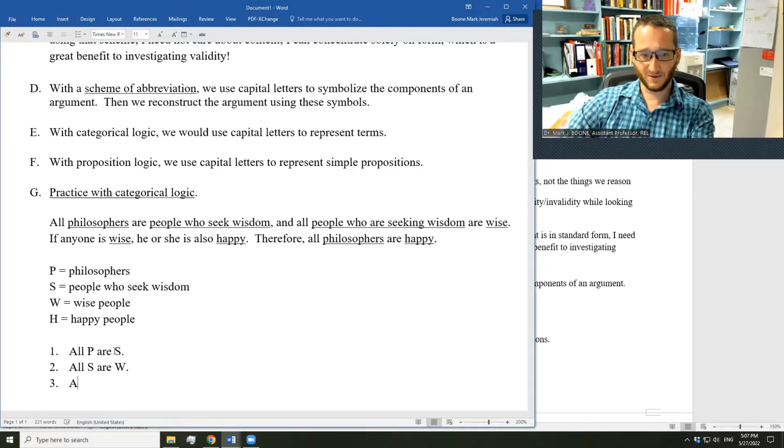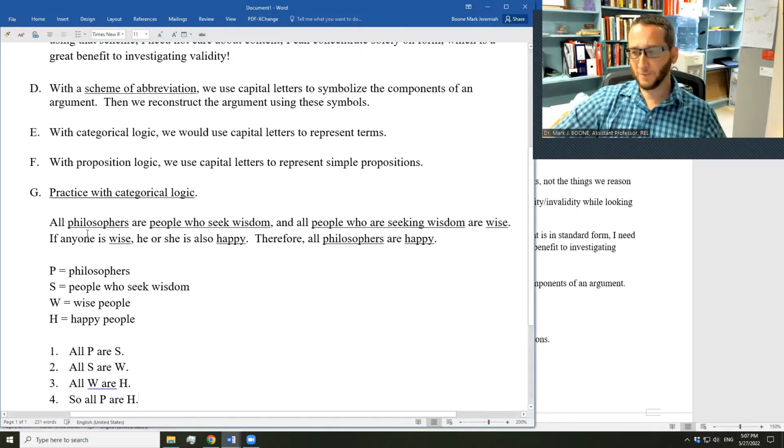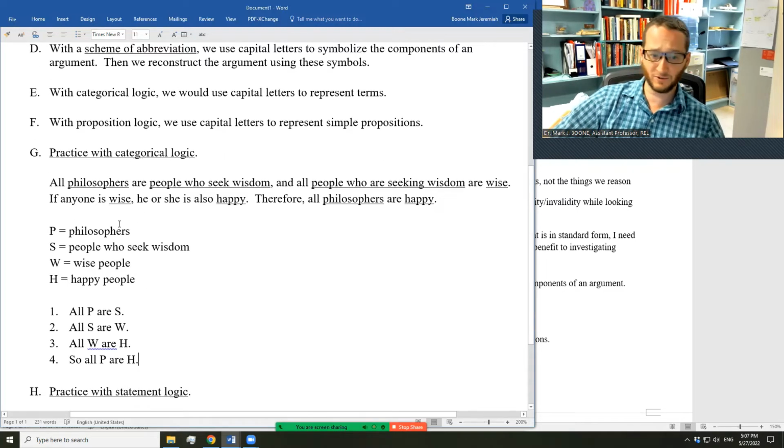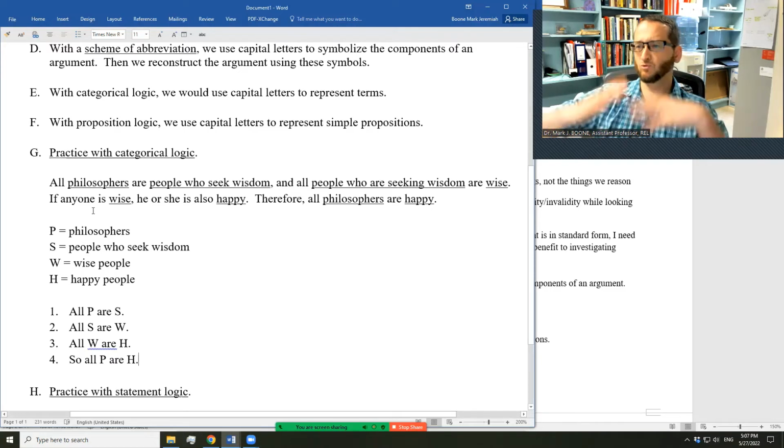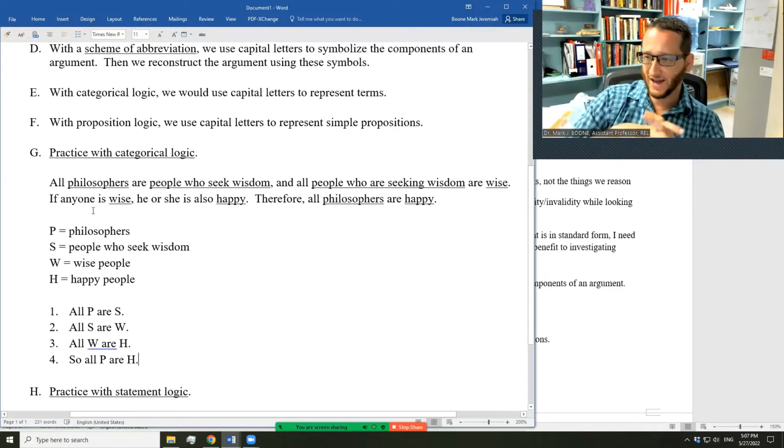Premise, all W R H, and conclusion, all P R H. Now you might notice it sure looks like a valid argument. It looks like the premises guarantee the conclusion. Great. Well, we're not going to demonstrate it today.